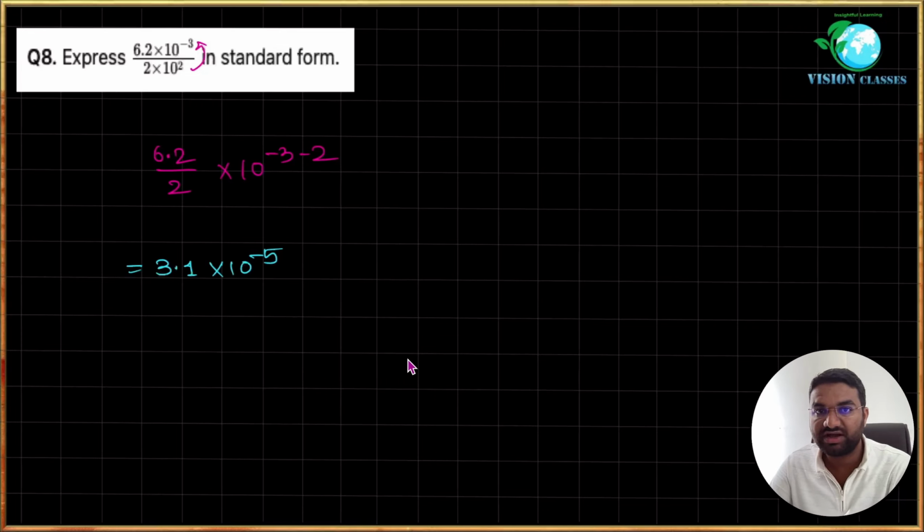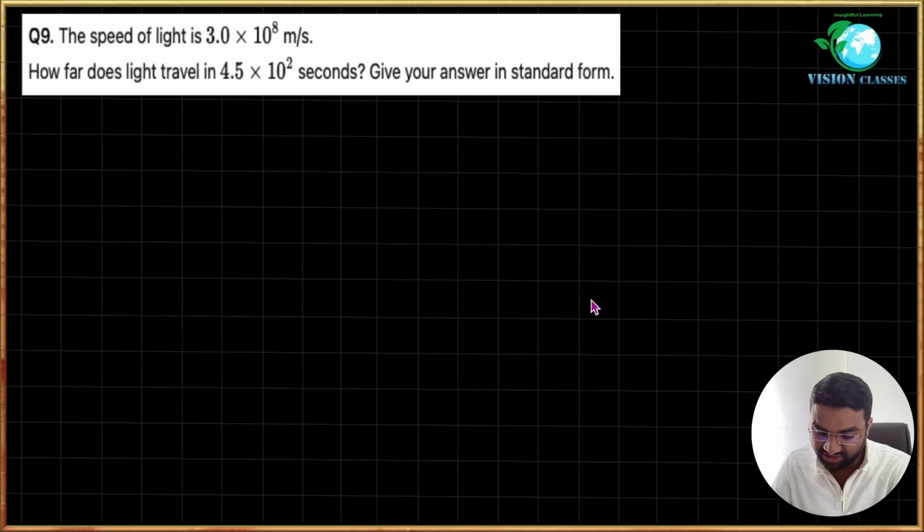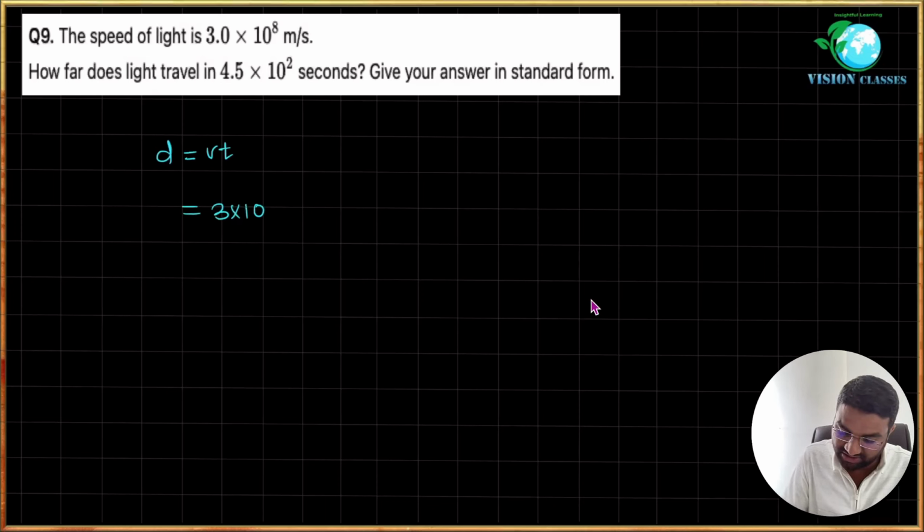Alright. Then next one, the speed of light is 3 times 10 to the power of 8. How far does light travel in 4.5 times 10 to the power of 2 seconds? Give the answer in standard form. So distance traveled is equal to v times t, right? So speed is 3 times 10 to the power of 8 times t is 4.5 times 10 to the power of 2. So we have to take the multiplication.